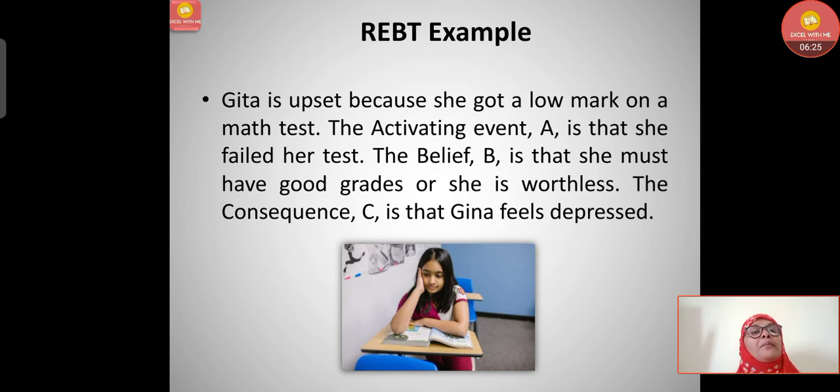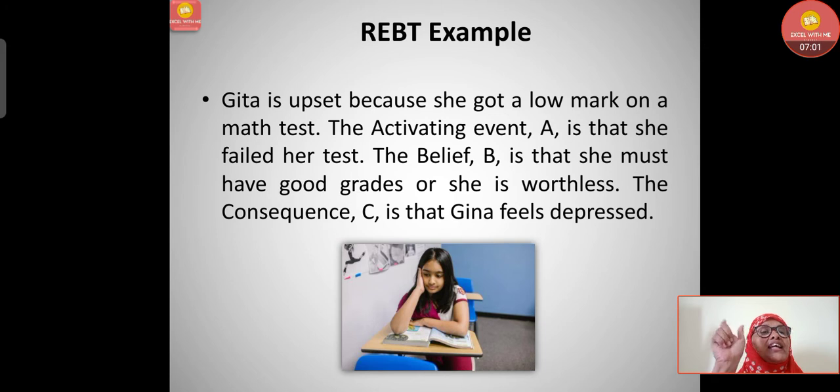Now, what is the example of REBT? Let's understand. That is rational emotive behavioral theory. Geeta is upset because she got a low mark on a math test. The activating event A is that she failed her test. The belief B is that she must have good grades or she is worthless. Then the consequence C is that Geeta feels depressed.